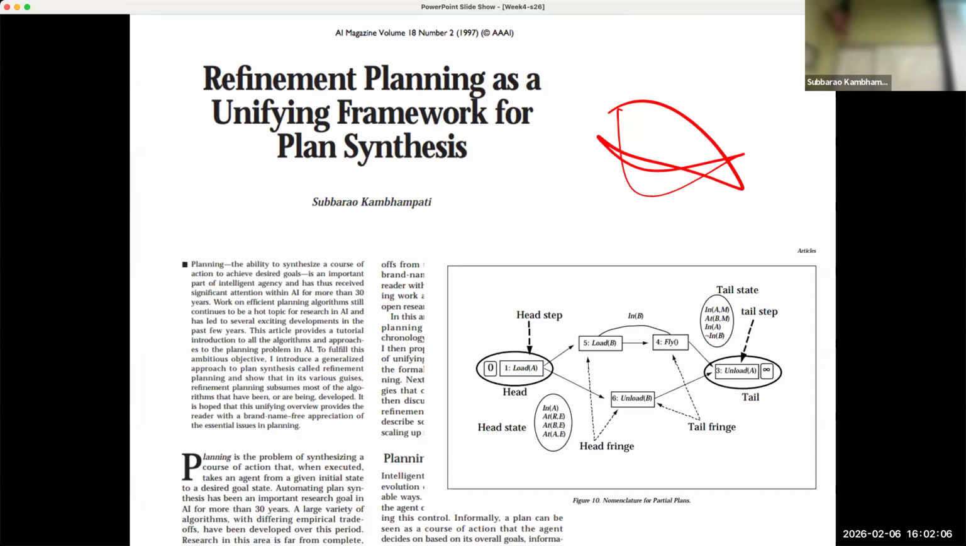And so the advantage is you can talk about head fringe. So if you are extending the head, there's already a head, there is a tail, and there is a middle in the partial plan. If you want to extend the head, you have to take something from the head fringe or from outside and put it to extend the head. Similarly, if you want to extend the tail, you take from the tail fringe or from outside and put it into the plan. If you're doing plan space search, you will just change the middle.